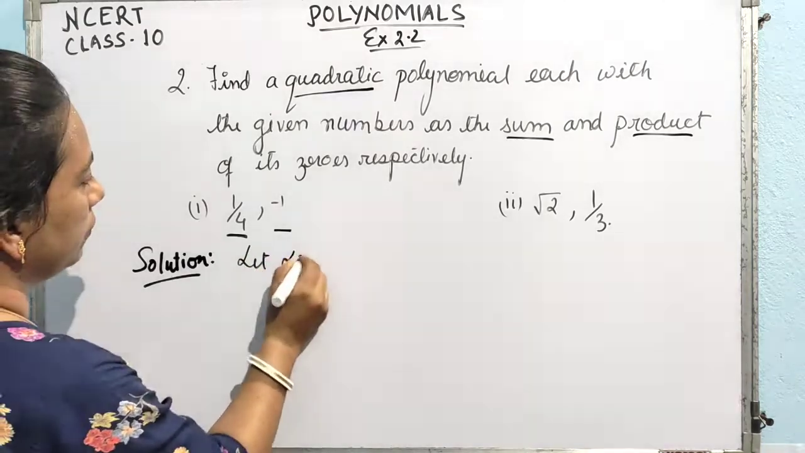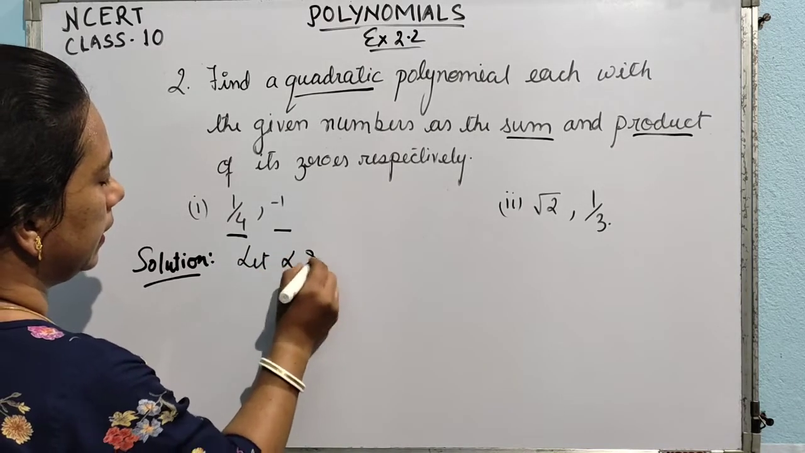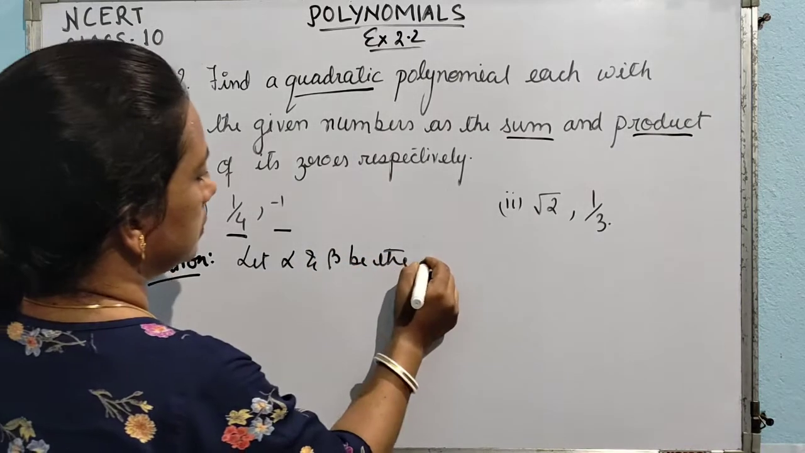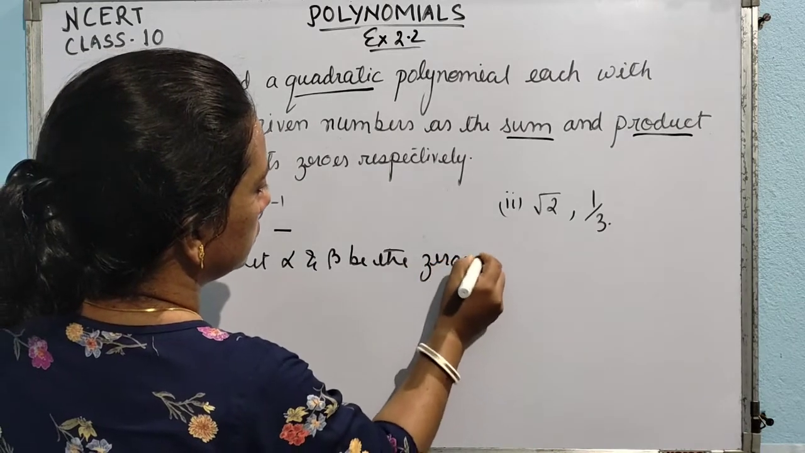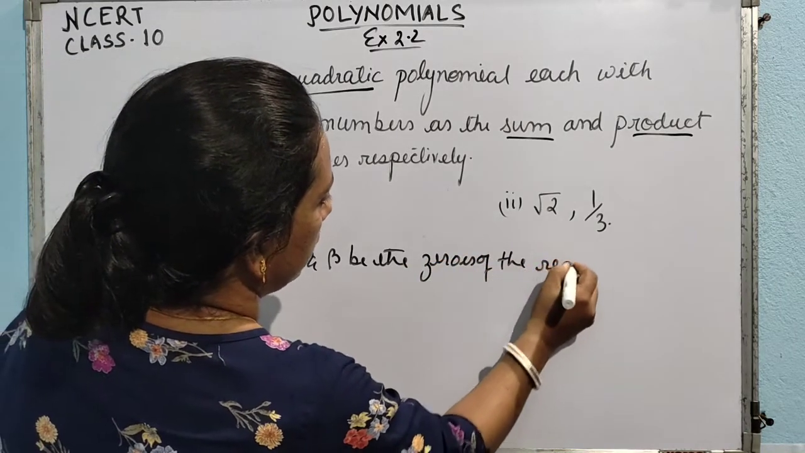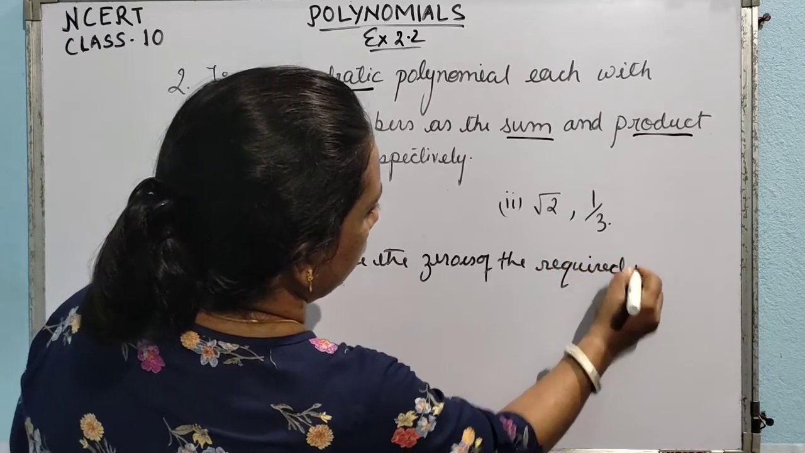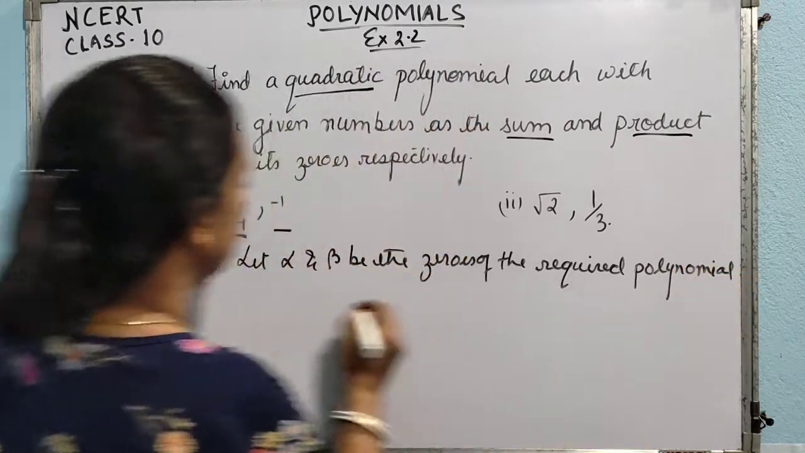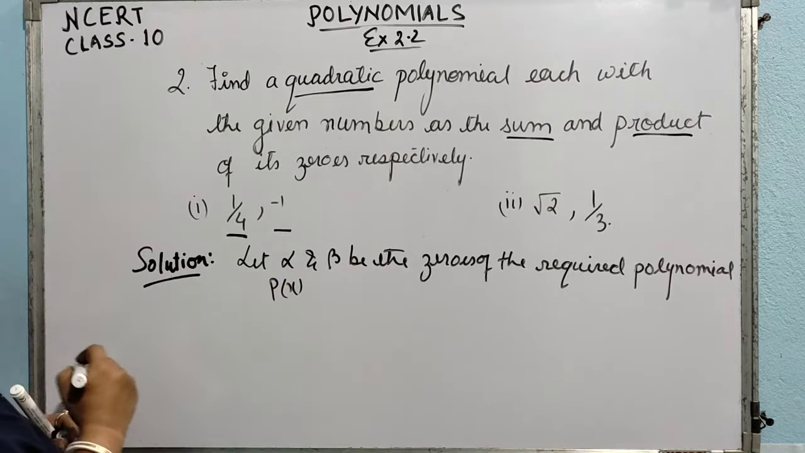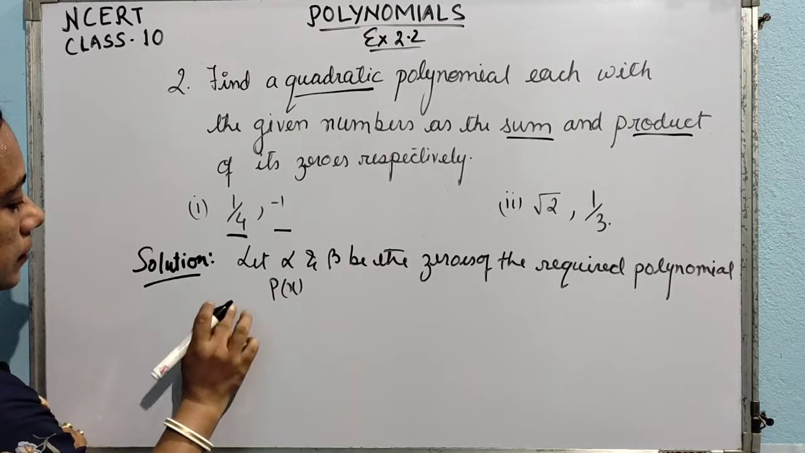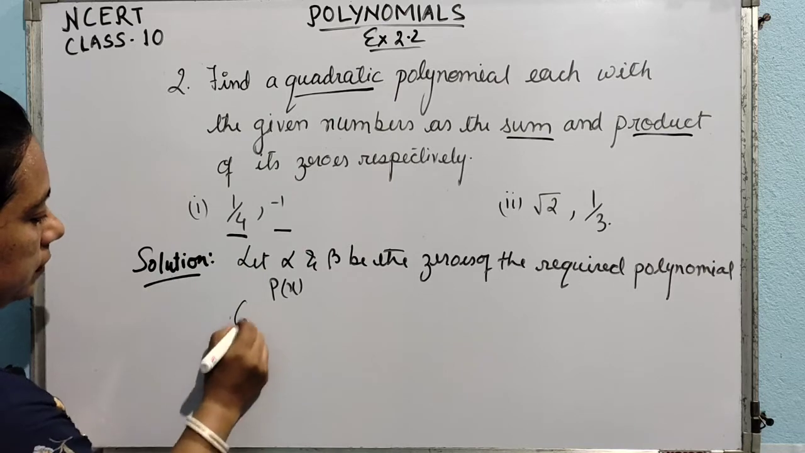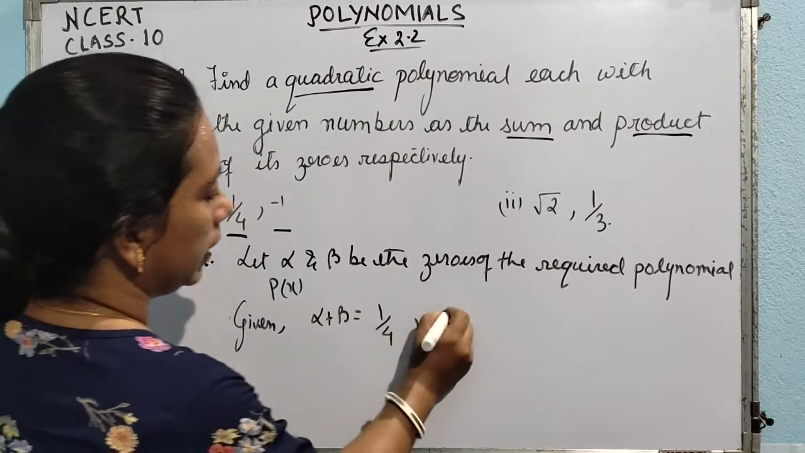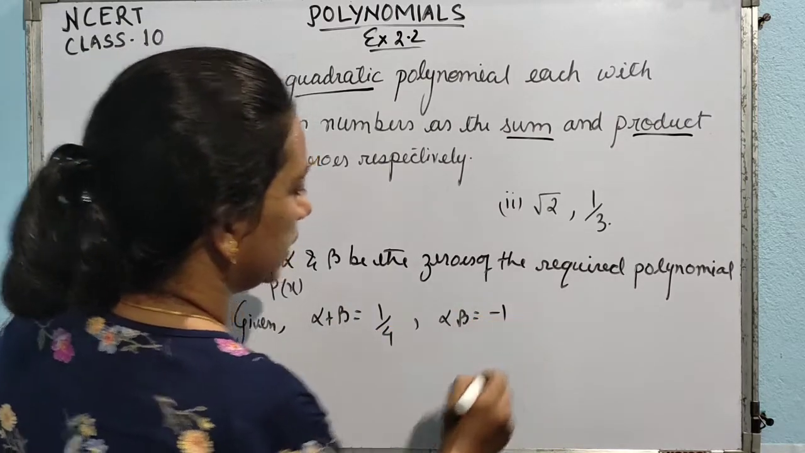Let alpha and beta be the zeros of the required polynomial p of x. Then we can write, given, alpha plus beta equal to 1 by 4, alpha into beta is equal to minus 1.